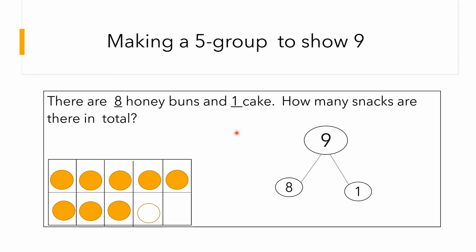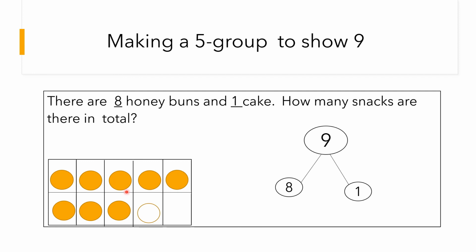Now we want to represent the 2 parts of our story in a 5 group made up of 9. So we want to start with the biggest number first. Our big number in this story was the number 8. So we are going to put our 8 circles in a 5 group way. 1, 2, 3, 4, 5, 6, 7, 8. There's our 8 honey buns.